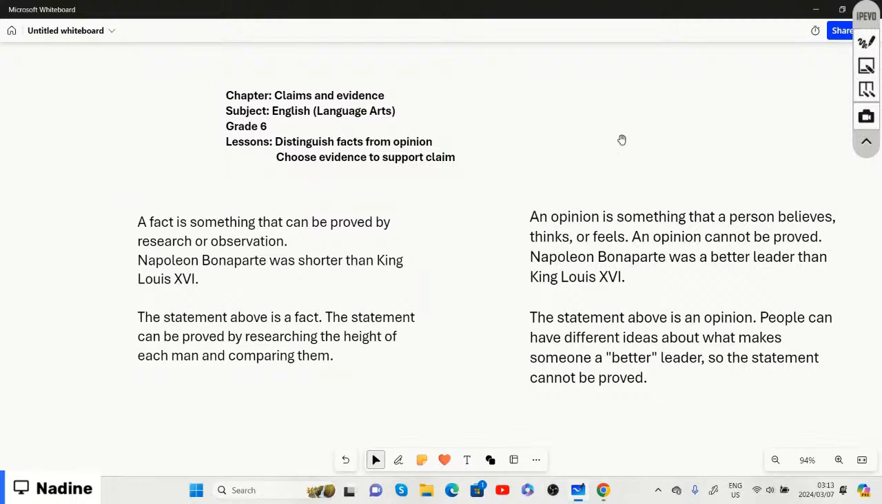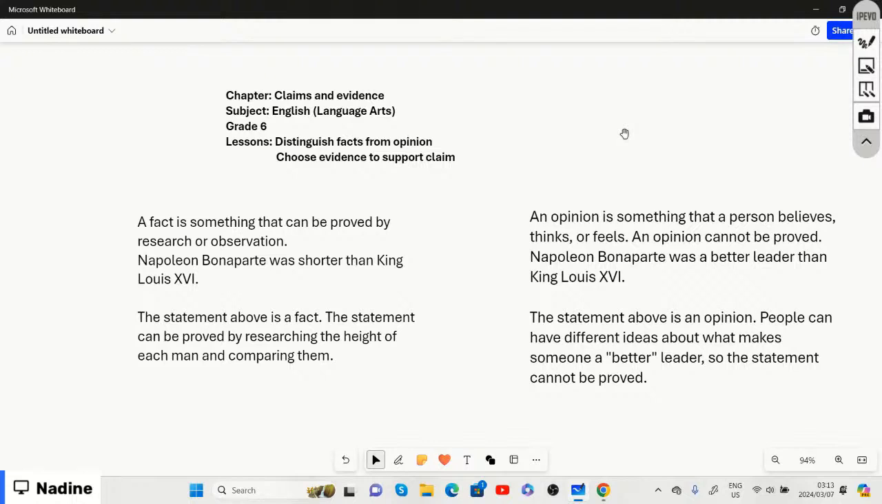So we have facts and then we have opinions. Once again, a fact is something that can be proven, either through research or through observation. And remember, when it comes to facts, people are going to expect some form of evidence, or you even have to bring someone to back up the claim you're making.